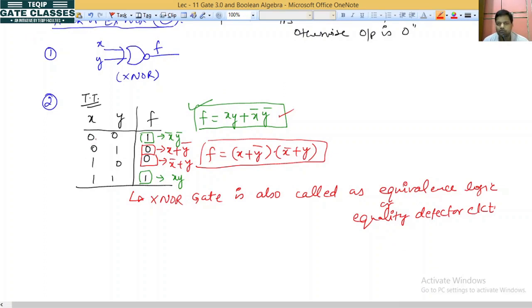Because equivalence logic means that if the inputs are equal, then it gives 1. So here, if the inputs are equal, then it will give 1. So if you want to check whether inputs are equal or not, then you place one XNOR gate and give the inputs. If it gives output as 1, then we say that the inputs given to the XNOR gate are equal. So that's why it is called equivalence detector circuit or equivalence logic.